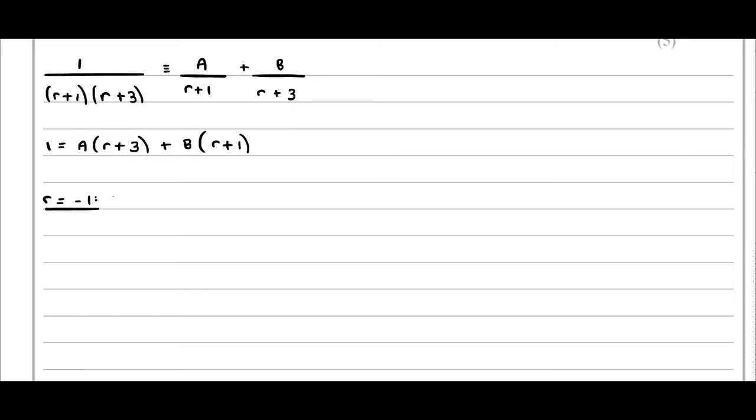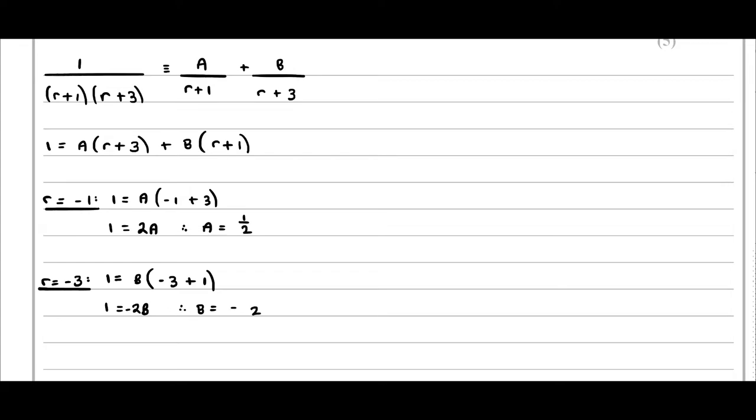we have 1 on the left hand side, and on the right hand side, the B term disappears. We are left with A lots of minus 1 plus 3. So 1 is equal to 2A, A is equal to 1 half. When r is equal to minus 3, we have 1 equals, the A term disappears on the right hand side, we are left with B lots of minus 3 plus 1. Okay? And working this out, we have 1 equals minus 2B, B is equal to minus 1 half.